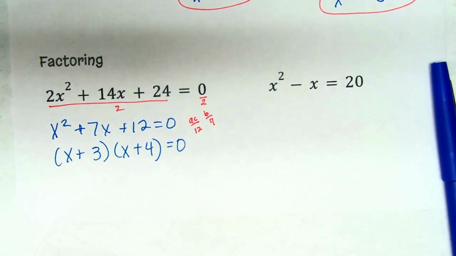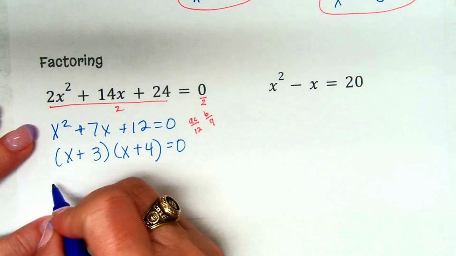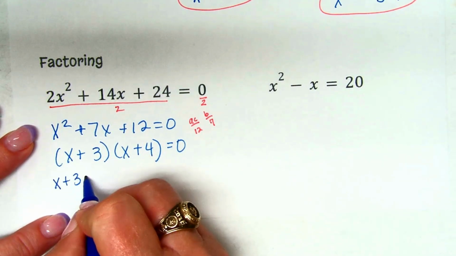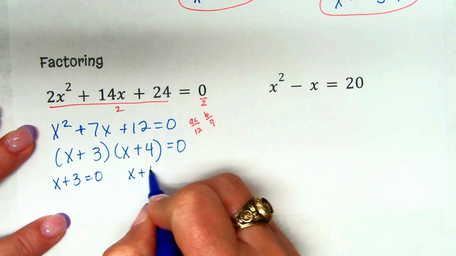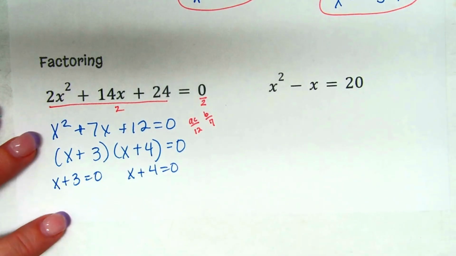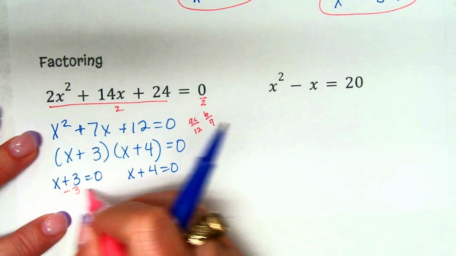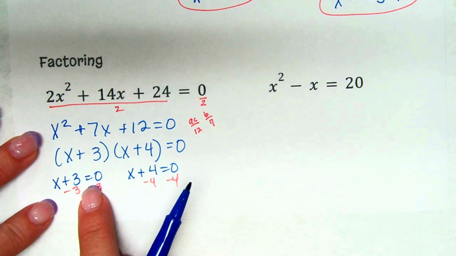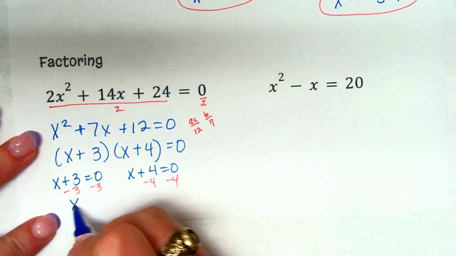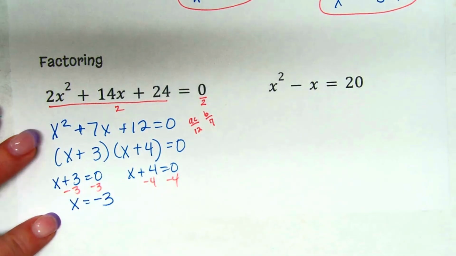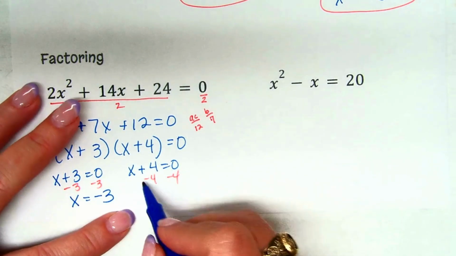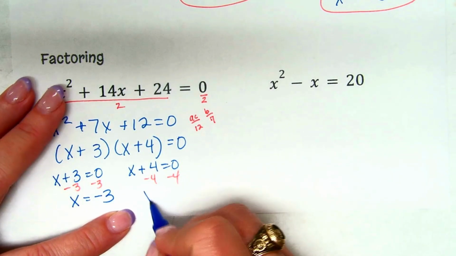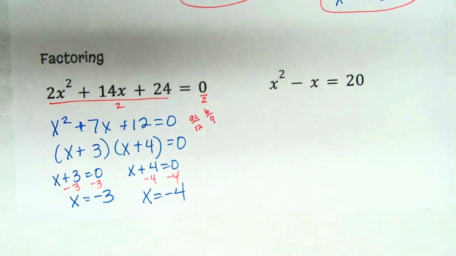Do you know which one it is? I don't. So I have to think about if both of them are. Oh. So I'm going to take each factor and set it equal to 0 and solve it. On this one, I subtract 3 from both sides, and I get x equals -3. And on this one, I subtract 4 from both sides, and I get x equals -4.